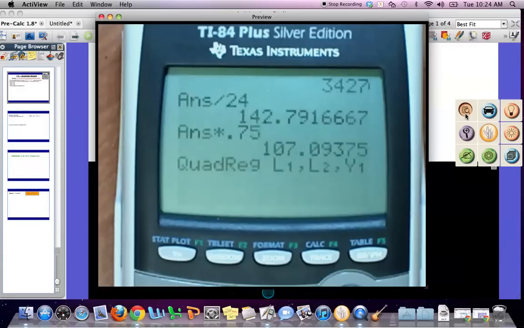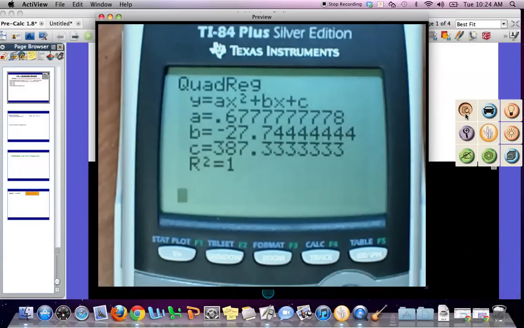And it says the A is about 0.68, the B is negative 27.74, and the C is 387.333. What I would like you to do is write those numbers down for me because I want to compare it to what we're going to get when we do it longhand. Before I do it longhand, you guys get those numbers, go with 3 decimal places. I'm not going to go further than that.